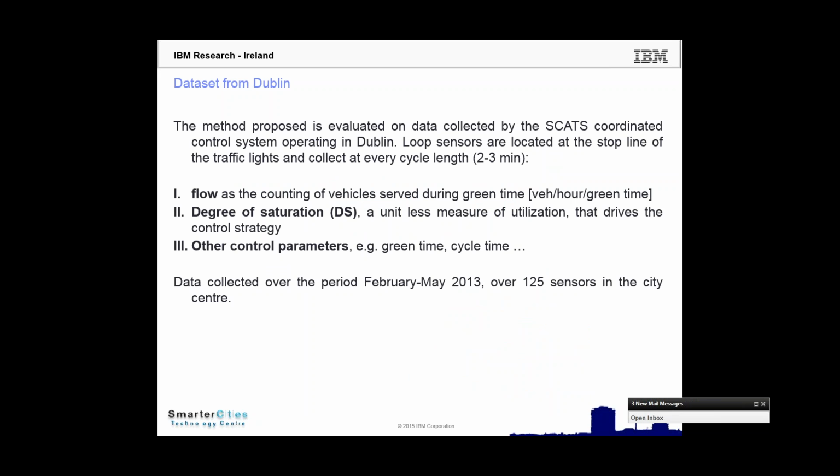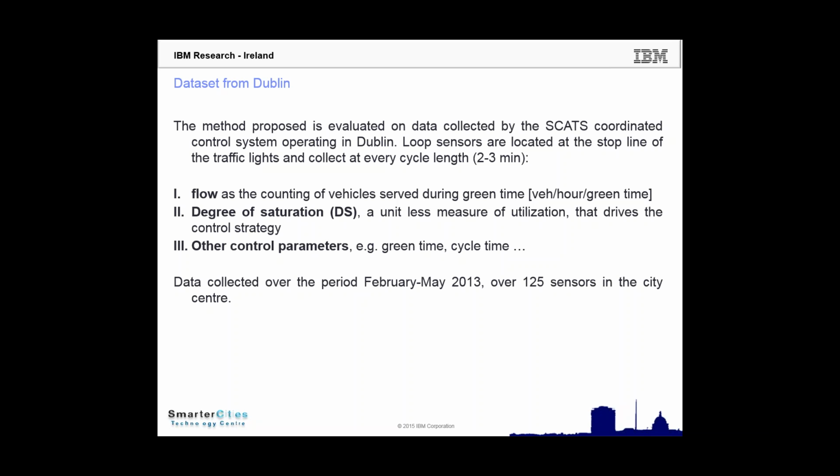Loop sensors are located at the very stop line. So they are located very, very close to the traffic light. And this is the reason that the data collected cannot be considered stationary. This is one of the issues that you have to take into account when you analyze those data, and one of the reasons that the classical approaches can't be used. Then this data collects the traffic parameters at every cycle length. Usually the cycle length can be very spread, but usually it is around 2 or 3 minutes.